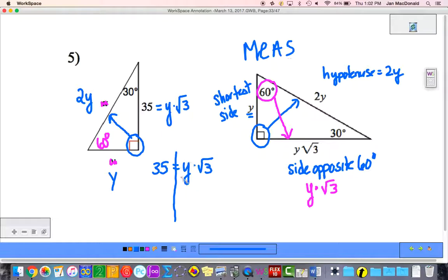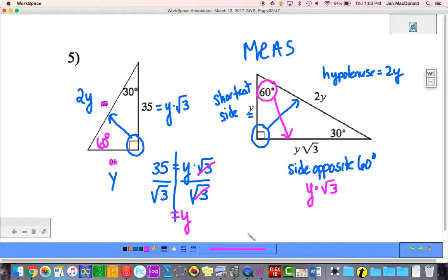In order to get y alone, I need to eliminate multiply by radical 3. Well, that means I need to divide both sides by radical 3 because multiplication and division are inverse operations and they undo each other. Radical 3 goes into radical 3 one time. I'm left with 1y on the right-hand side, and 35 divided by radical 3.